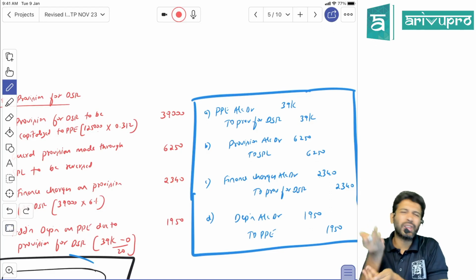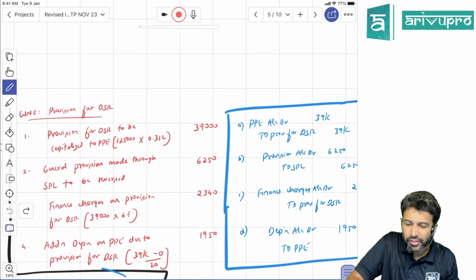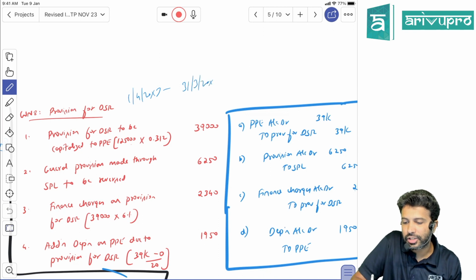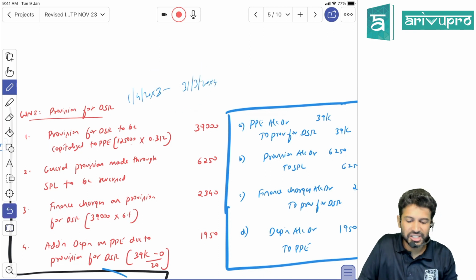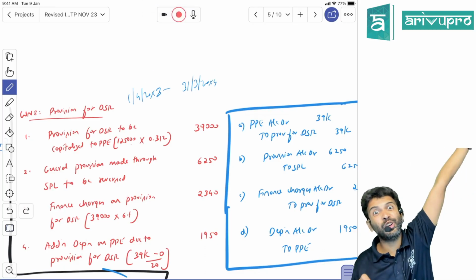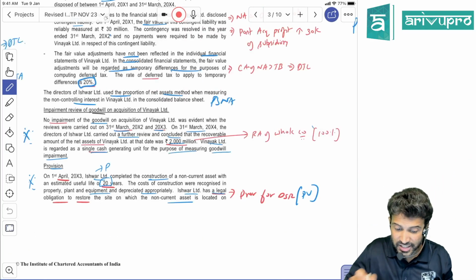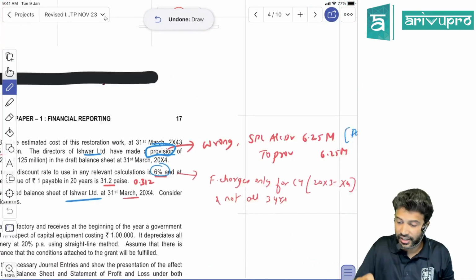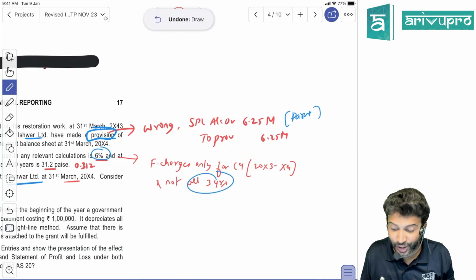But since we are doing the accounting, all this data is coming on 1st April 20x3, and we are preparing the consolidated balance sheet on 31st March 20x4. That means we need finance charges only for 1 year. Don't do it for 3 years. Because fair value adjustments and all, you did it on the date of control. This particular DSR, they clearly told it's coming on 1st April 20x3. In fact, I've written that also somewhere. Just saying, the finance charges should only come for the current year, not for all 3 years.